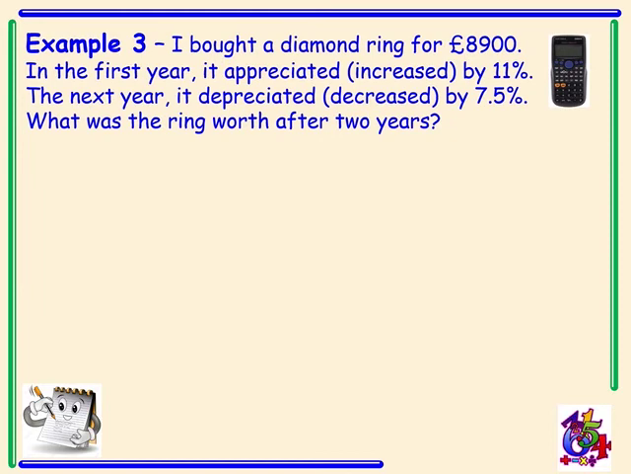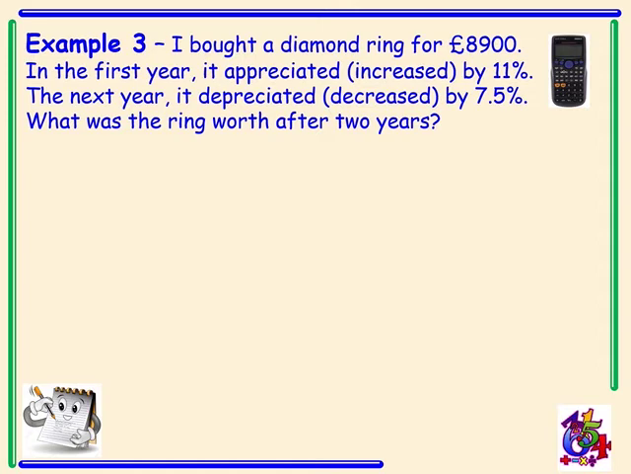Example 3. I bought a diamond ring for £8,900. In the first year it appreciated, increased by 11%, but the following year it depreciated, decreased by 7.5%. What was the ring worth after 2 years? Now here we can see in this question, in the first year it's an increase, and the second year it's a decrease. So we have to do two different calculations. We also have two different percentages. If you ever have two different percentages, you have to do two calculations.